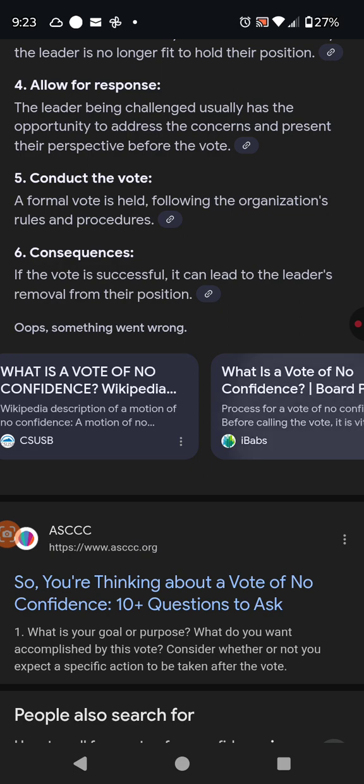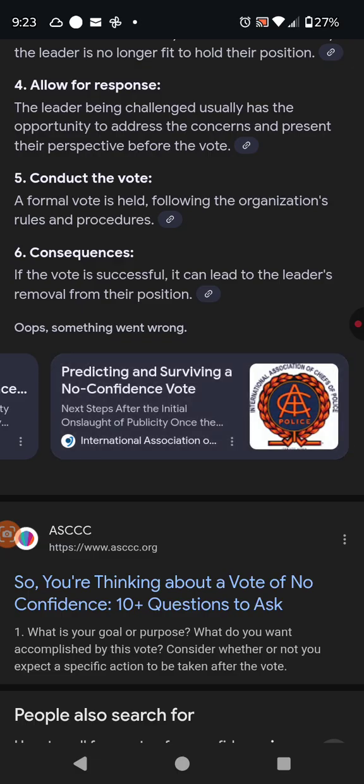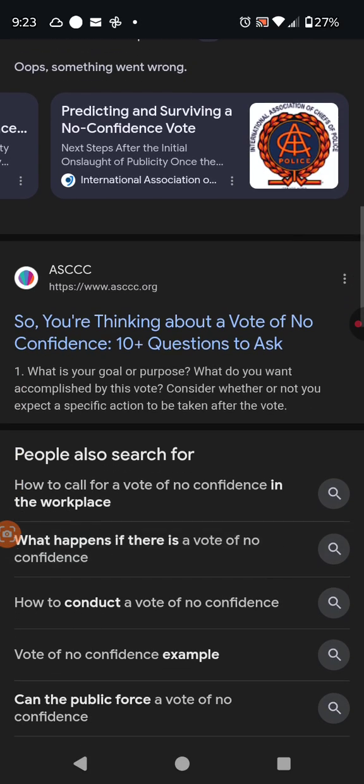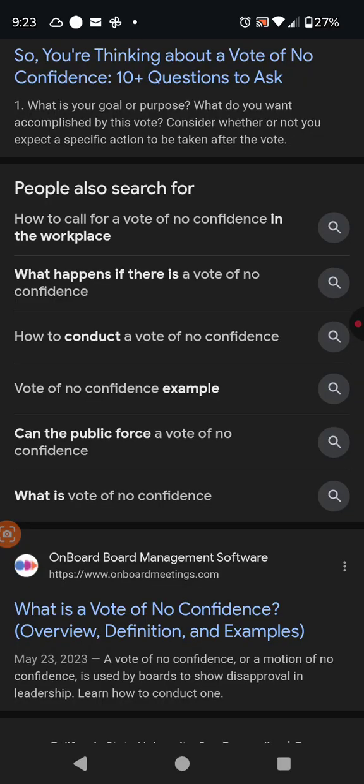Vote of no confidence, Wikipedia. There's plenty of other things you can read up on it. Predicting and surviving a no confidence vote. So you're thinking a vote of no confidence. Who can call a vote of no confidence? In the workplace, what happens? I was reading that people at Tesla are losing faith in Elon because he won't return to the company. They can actually hold a vote of no confidence.